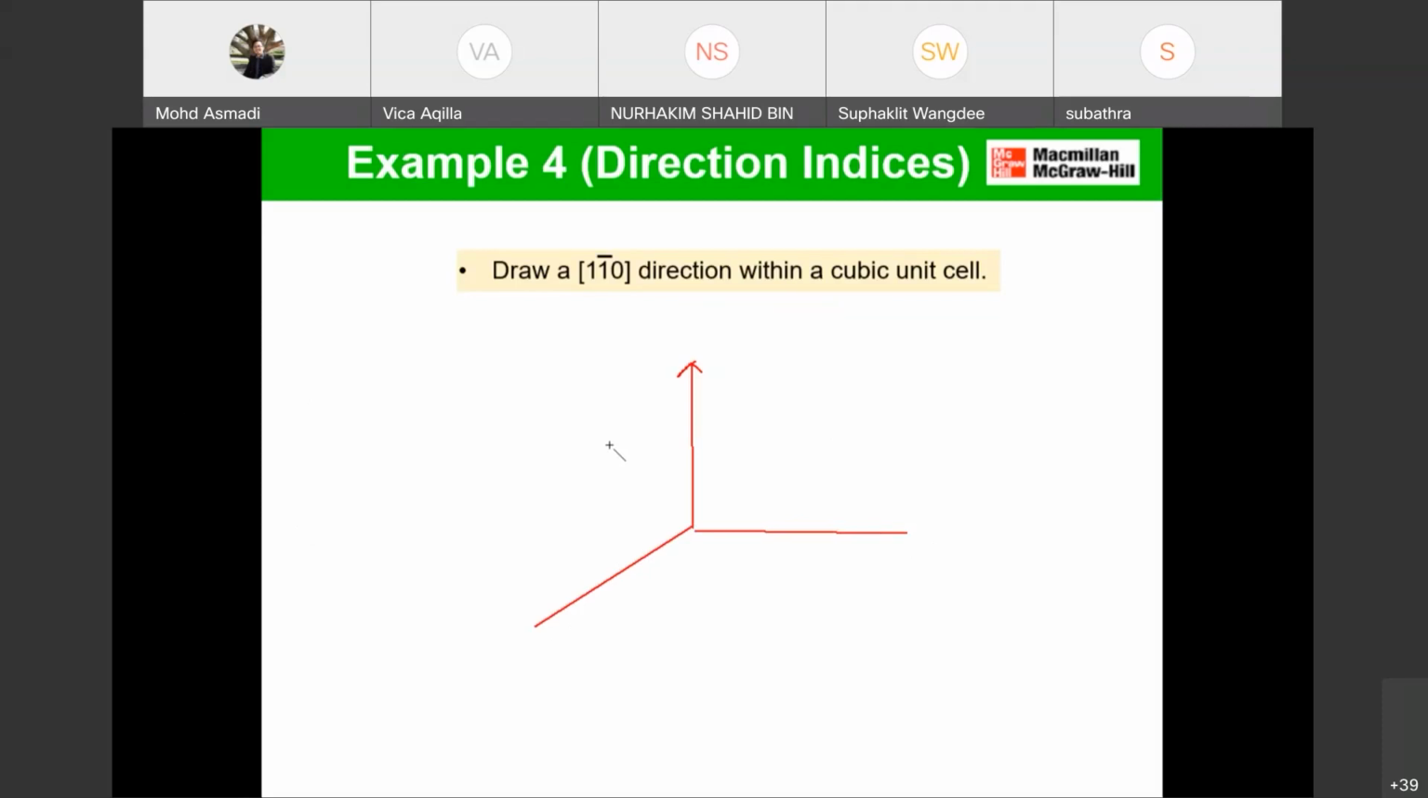Okay, so generally our cubic will be like this. Our cubic will be like this, right? Like this. Our cube, just call it a cube. Our unit cell. Okay.